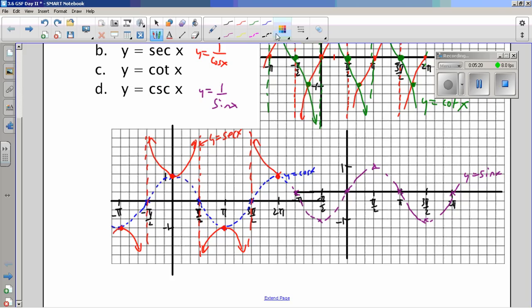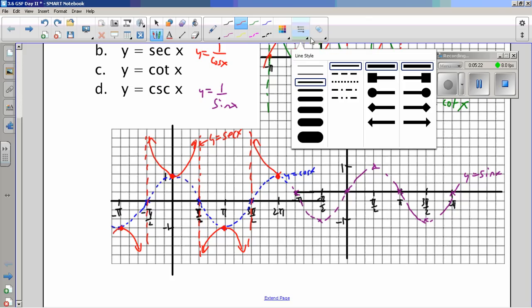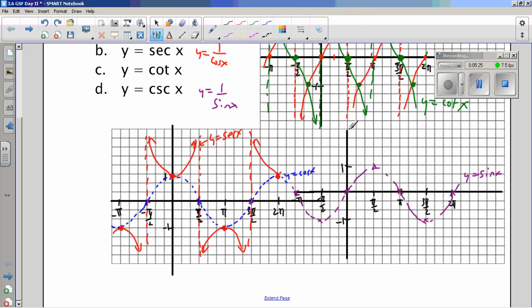And then the cosecant is its reciprocal, and I think about things like asymptotes, and shared points. Shared point, shared point, shared point, fill in the details.